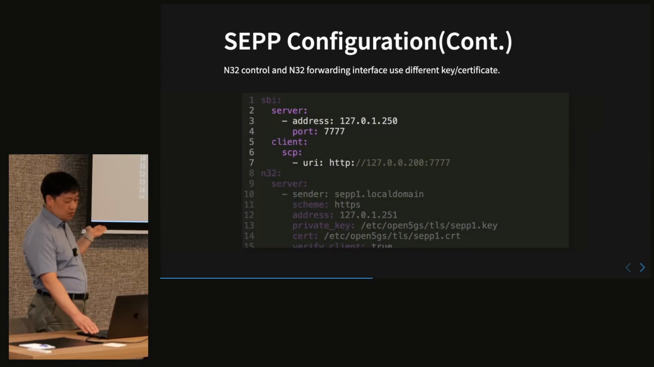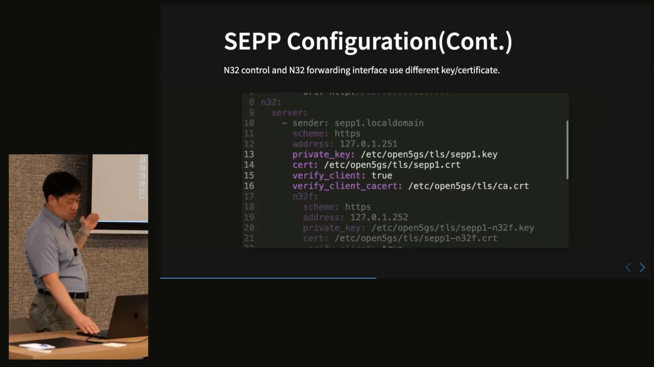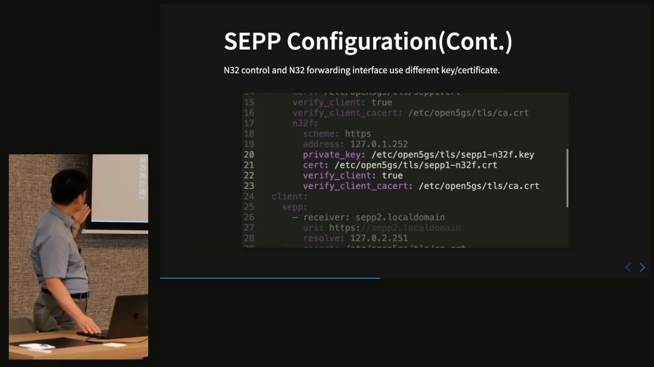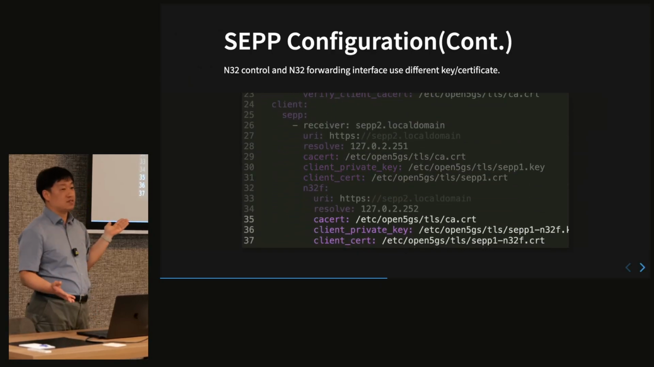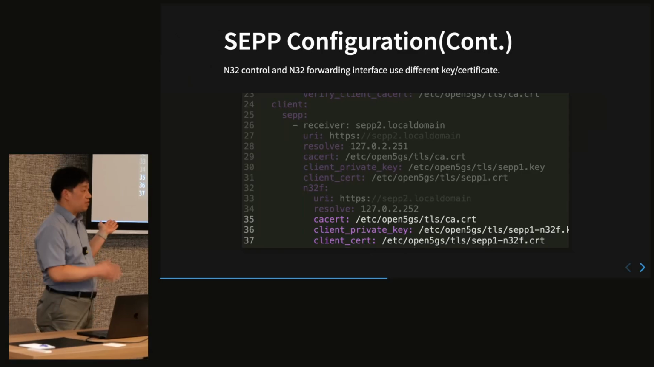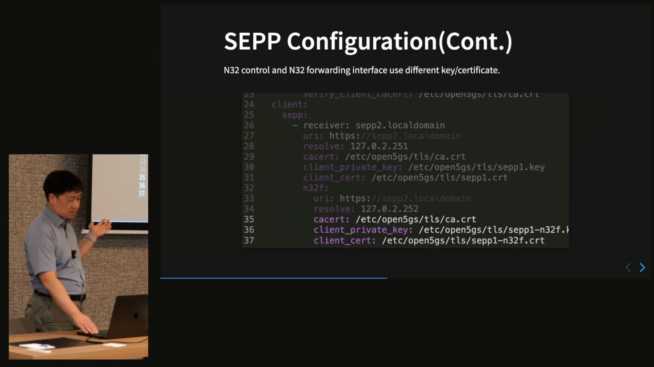This example shows how to set up separate TLS certificates for N32C and N32F. So this does not use the default keyword. It shows the TLS setting directly under the interface without using the default keyword. So I changed the configuration file format because of this feature.